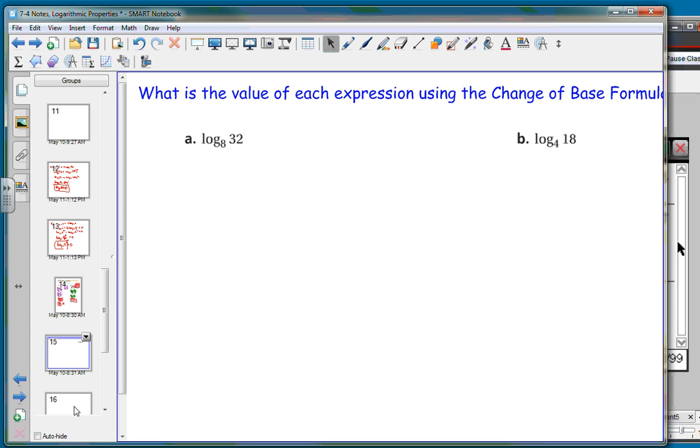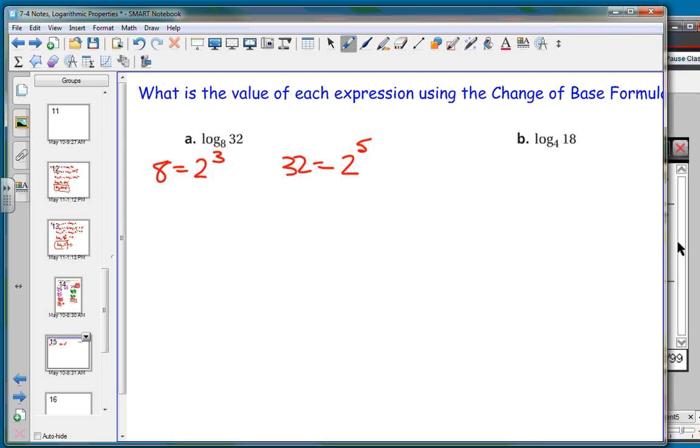Now, what is the value of each expressed using the change of base formula? Tell me, can I express 8 as a prime number to an exponent? 2 to the third. So 8 is equal to 2 cubed. What about 32? Two to the what? 2 times 2 is 4, times 2 is 8, times 2 is 16, times 2 is 32. So 2 to the 5th.